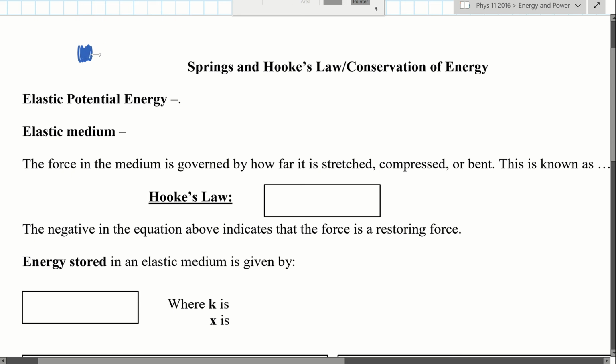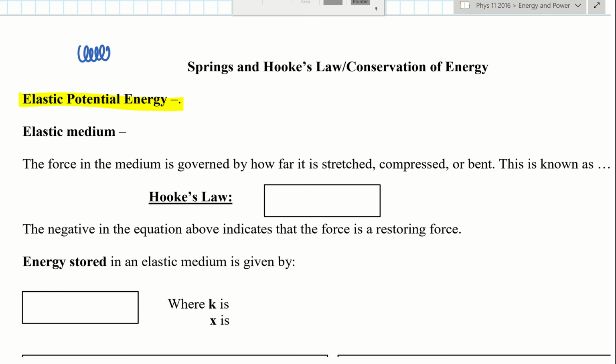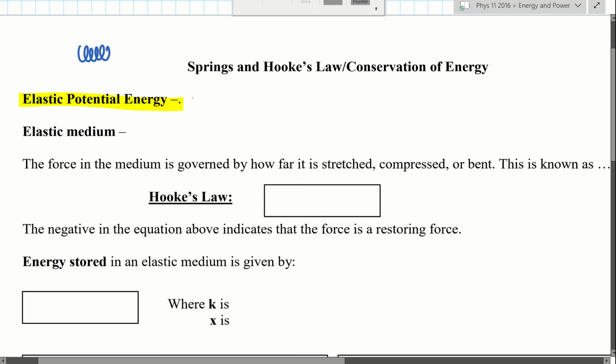But what happens when you compress it? When you compress it, it also doesn't really want to be compressed, and it will also try to bounce back to a normal shape. So there is energy stored in compressing or stretching a spring. We have this term called elastic potential energy because the energy is stored in something that is elastic, right? A spring, a bungee jump cord, or a rubber band, they're all elastic stuff. So they store energy.